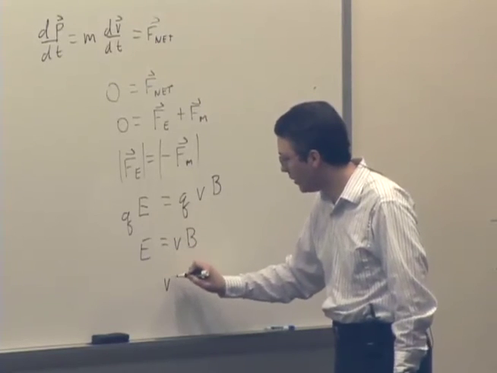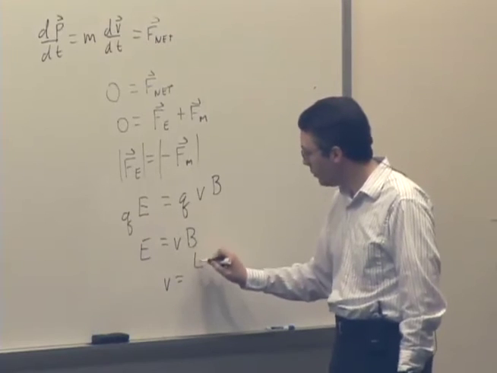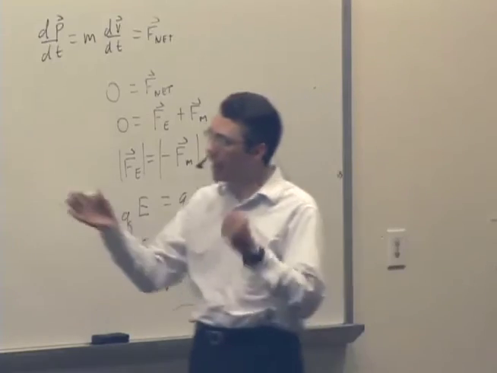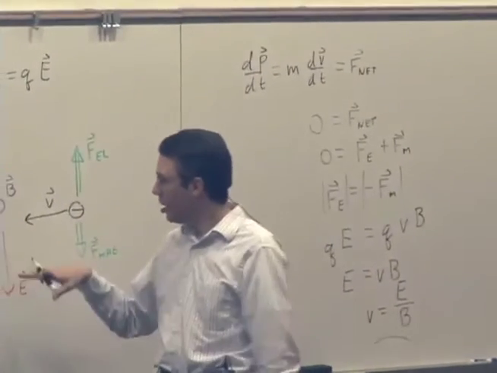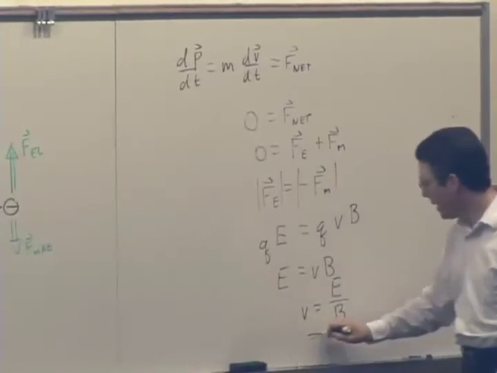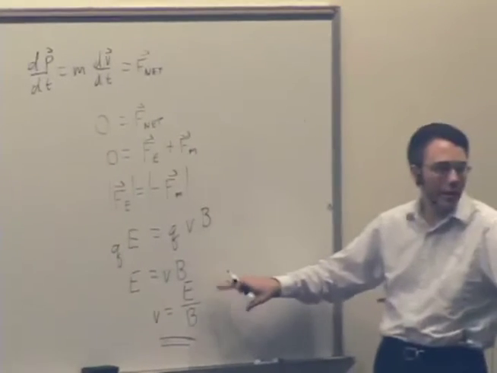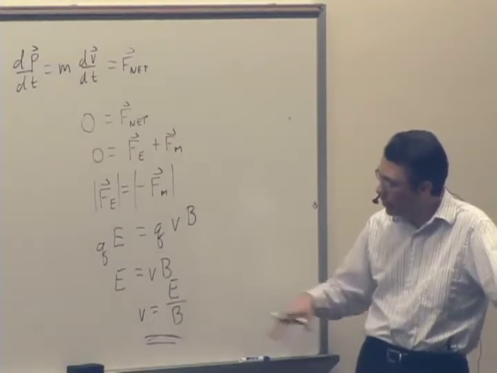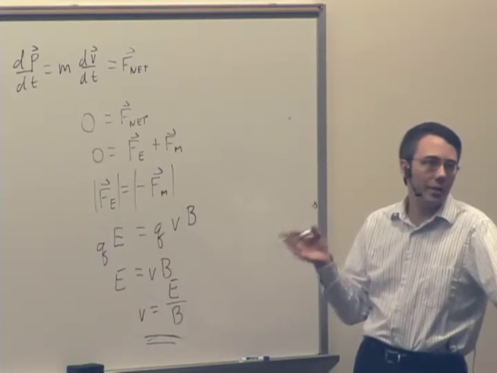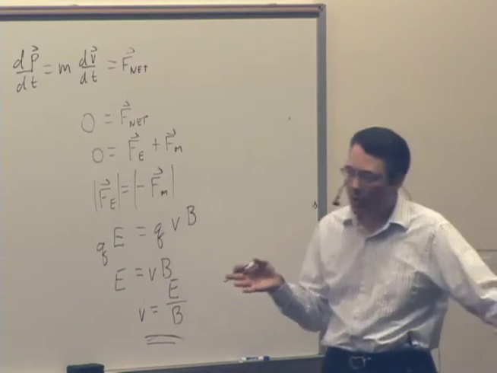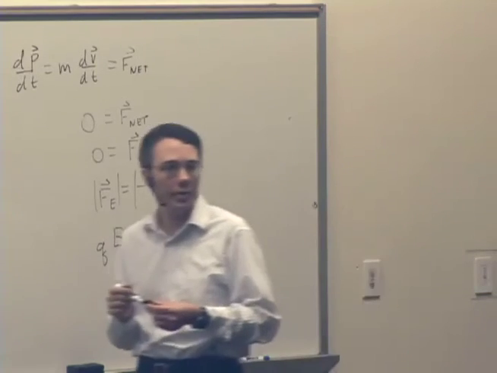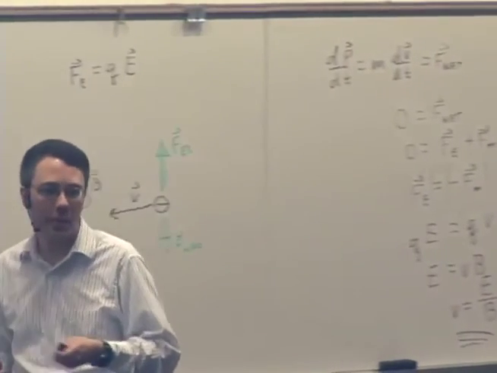So it turns out that, given a situation where the electric field and the magnetic field are perpendicular to each other, and you know the magnitude of the electric field and the magnitude of the magnetic field, any charged particles that enter this region with a speed of E over B will go through at a constant speed, because that's the magic speed you would need for the two forces to be equal in magnitude and opposite in direction, okay?